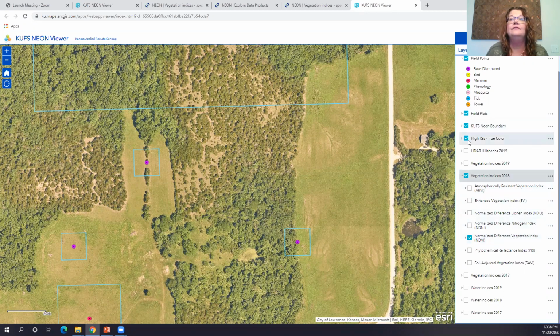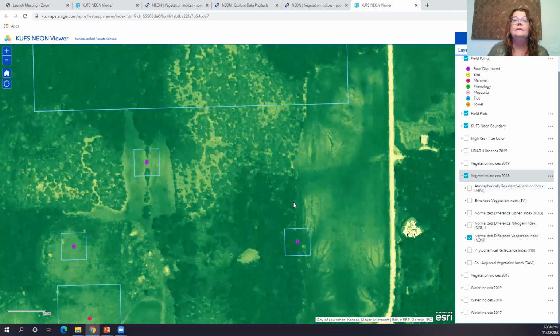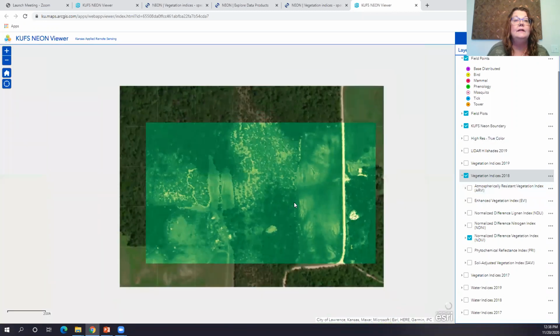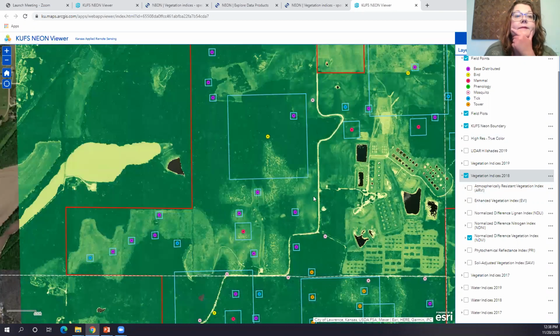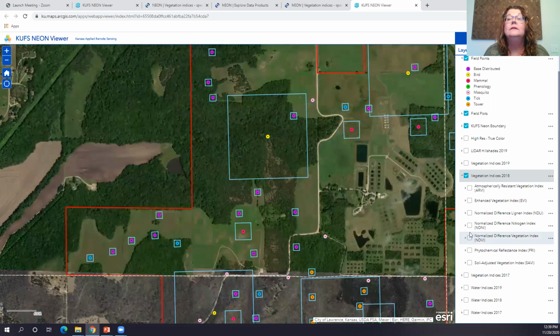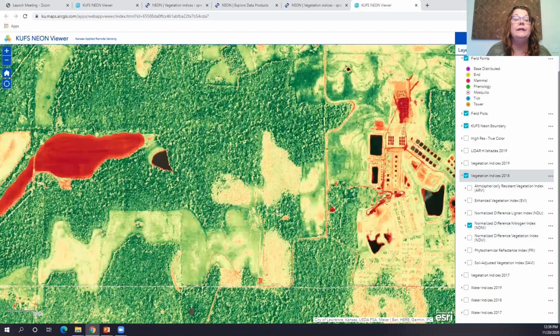So let's turn off the high resolution data, and we can start to see that there are some patterns in the biomass across the field station. And so what we're seeing here, I believe, are eastern red cedar. And the rest of this is deciduous forest. Let's look at what the nitrogen level would tell us. And we even see more distinction and more variability.